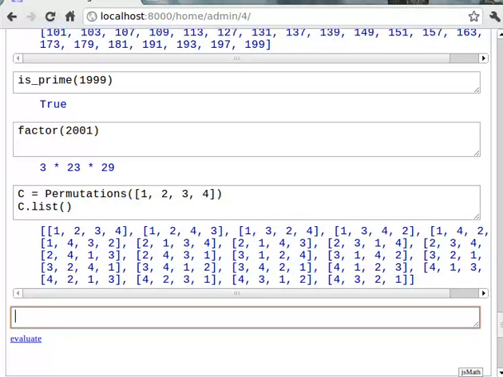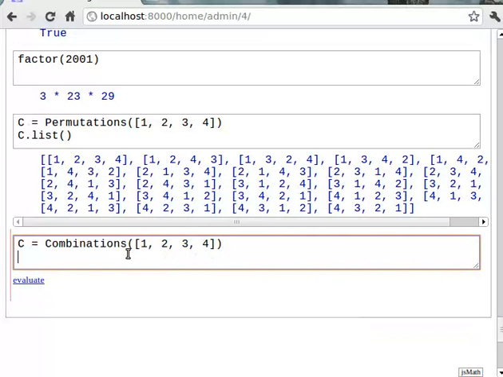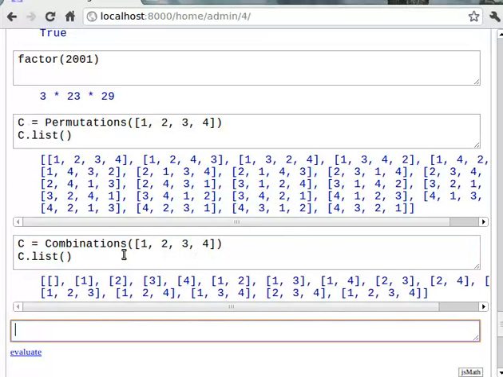And the combinations function gives all the combinations of 1, 2, 3, 4. For that you have to type C is equal to combinations, then in brackets 1, 2, 3, 4, and type C dot list, then closing brackets. So now you can see the solution on the screen.